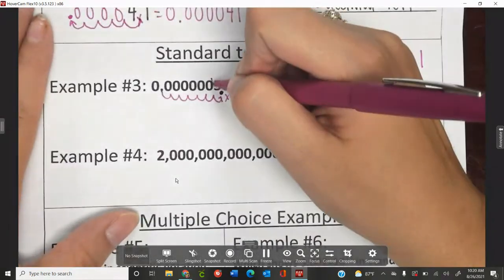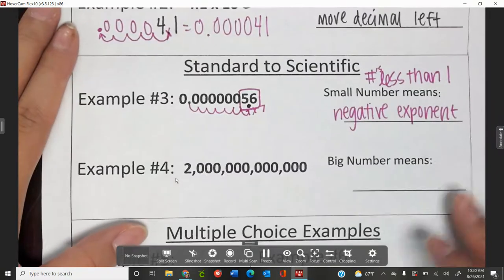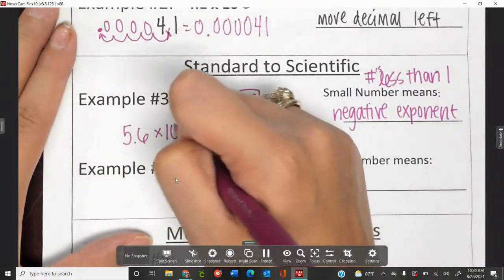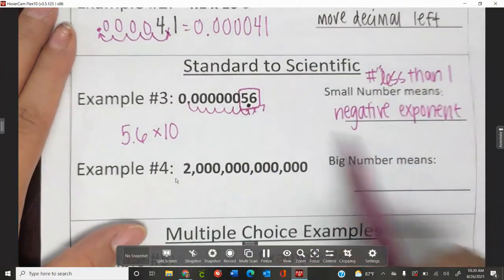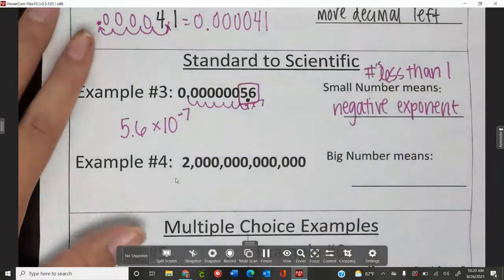So when we rewrite this, this is all we include, 5.6. You don't need to include all of the extra zeros. So this is 5.6 times 10. Since my number was very small, again, I have a negative exponent of 7.